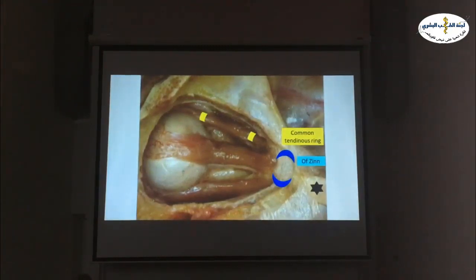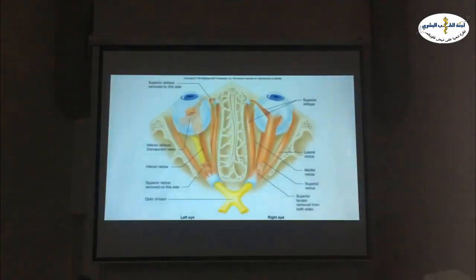Rectus because it's straight, and lateral because it is lateral. This muscle is superior rectus, and this muscle is medial rectus. If you look at this diagram, these are the two eyes.